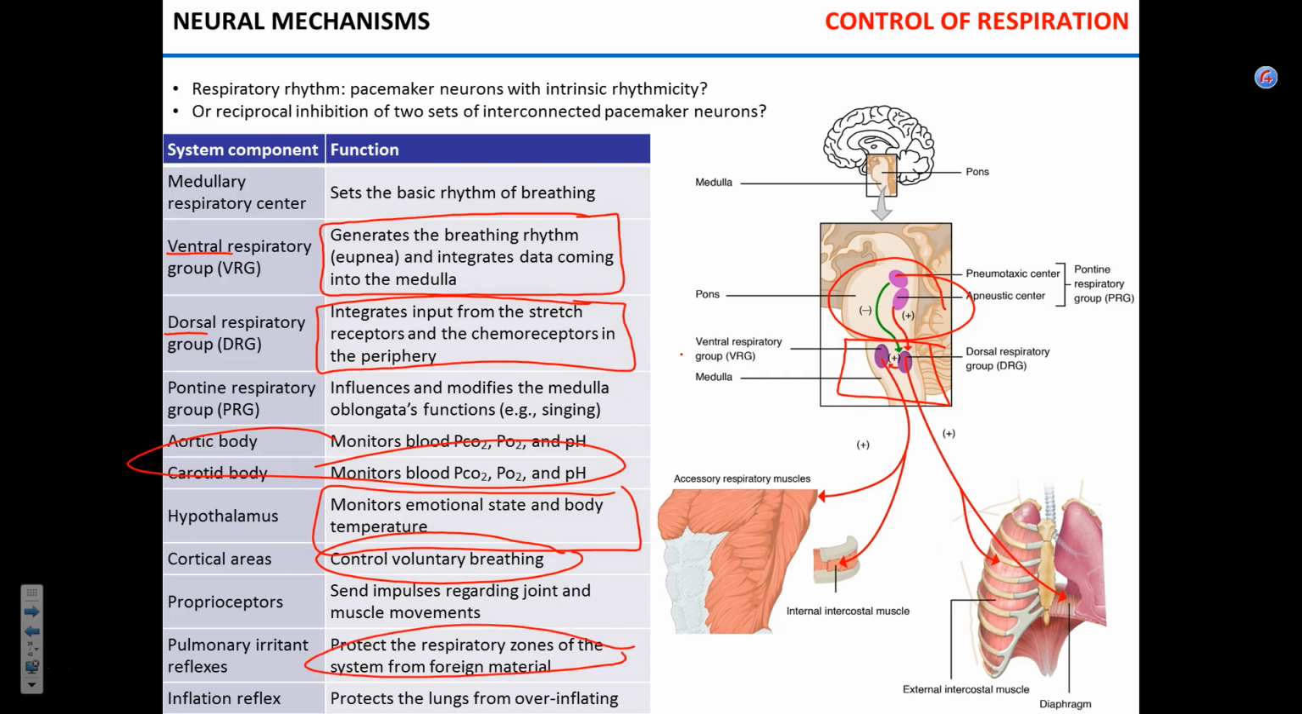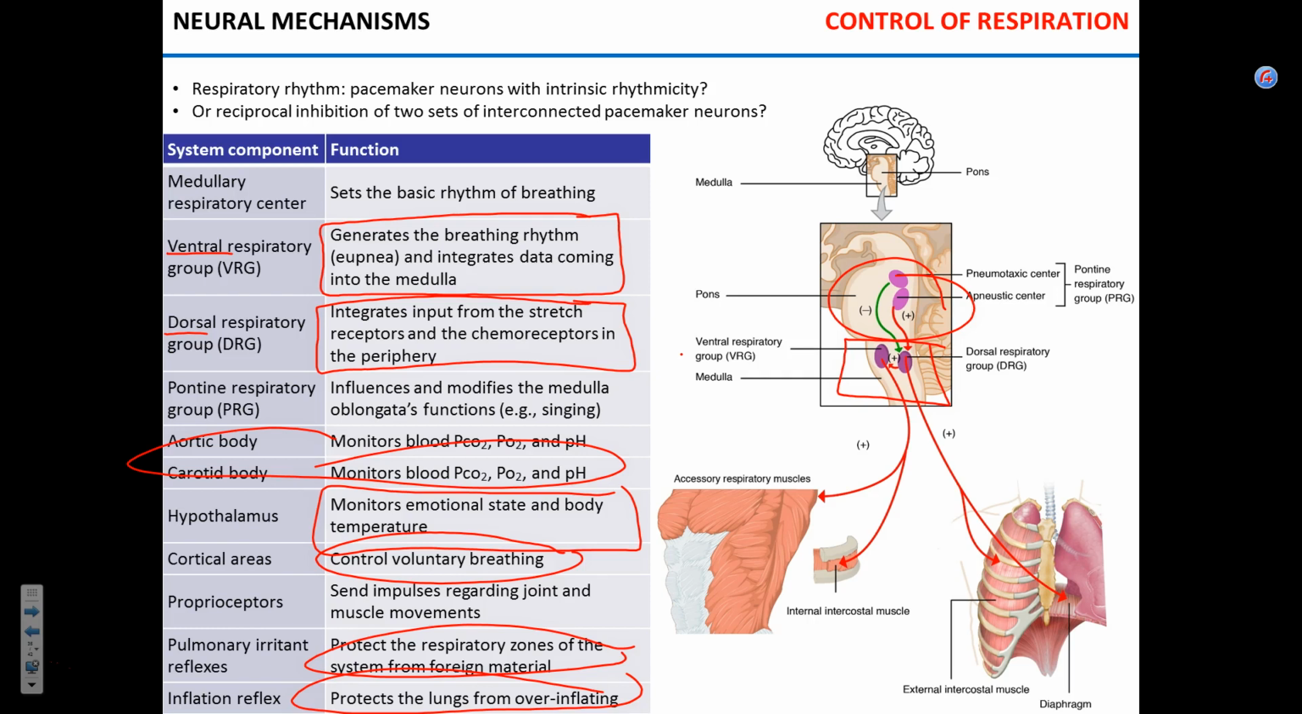Irritant reflexes: you coughing or sneezing the irritants out. Inflation or Breuer reflex. Here's the thing, it's pretty cool. When you inhale, your lungs stretch, and at some point this reflex will send the signals to inhibit the diaphragm and intercostal contraction, and you will exhale. So you cannot expand your lungs indefinitely.